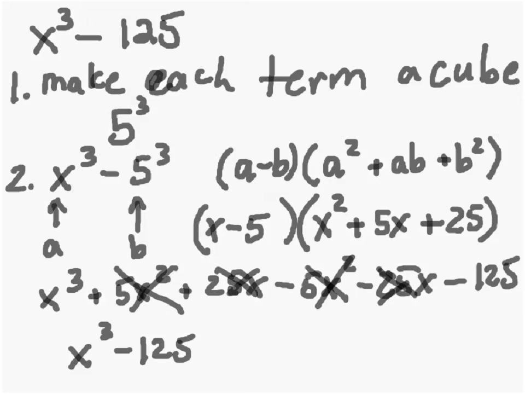So we factored an x minus 5 out of our original expression. And you can't factor x squared plus 5x plus 25. You can't factor that anymore. So that's why you leave that as it is.